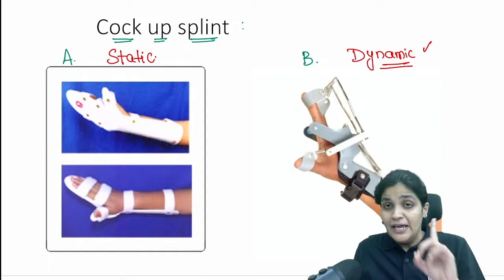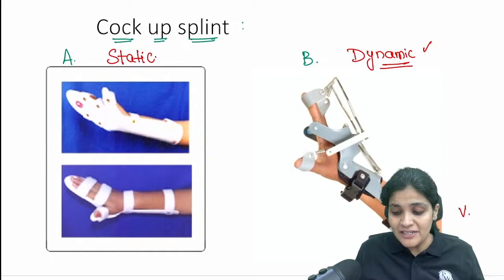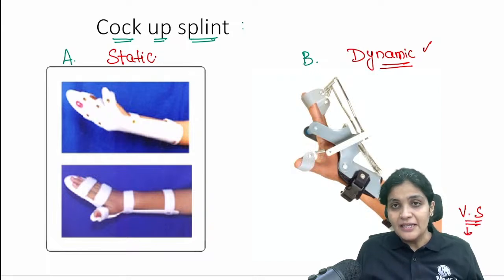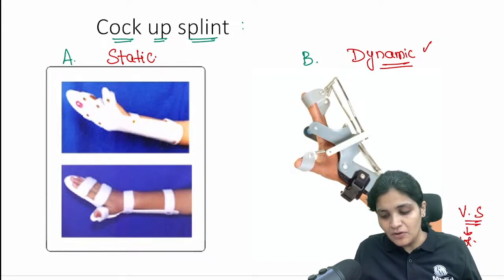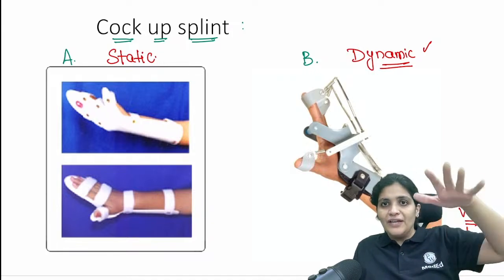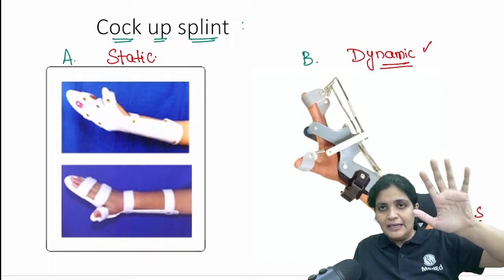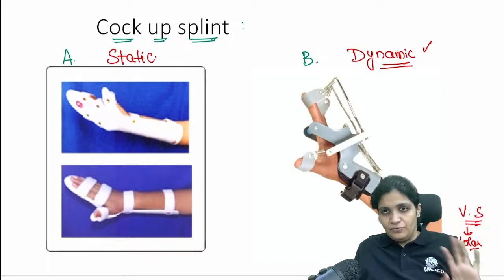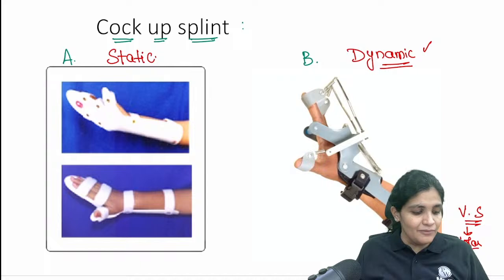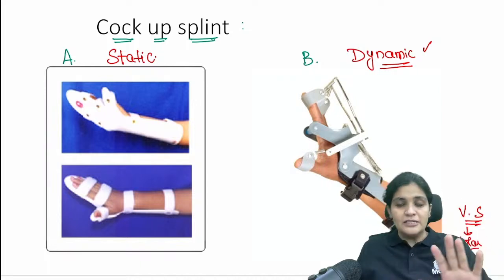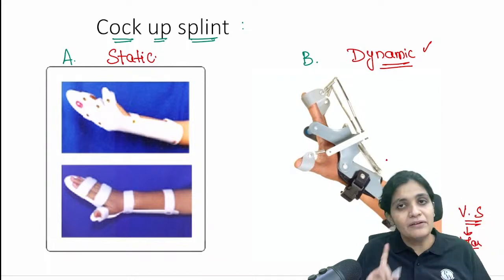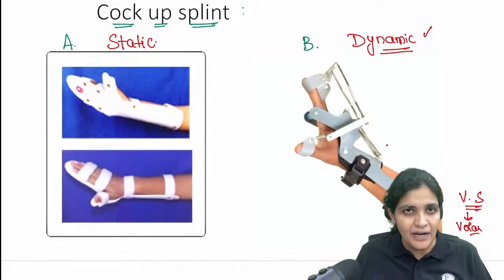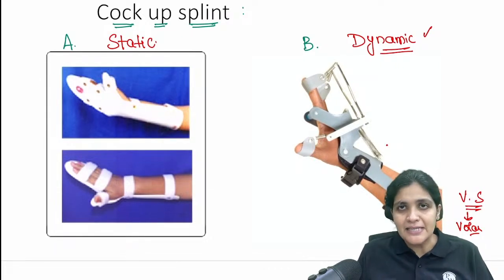Very, very careful. There is one more which is called the Wynn Parry splint. In the Wynn Parry splint, you will see the springs on the volar aspect because that has to do flexion like this. It will do flexion and then it will cause more flexion of it. Right, and here they will result in extension. So the springs are on the dorsal side. Be very careful while answering in the exam, right? So this is static splint, this is dynamic splint.